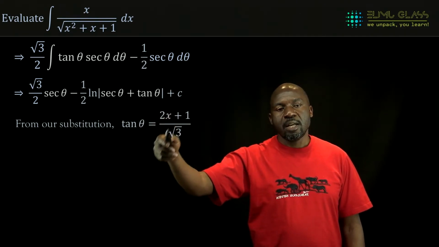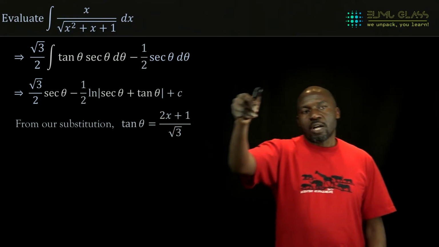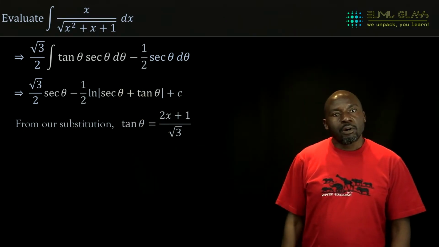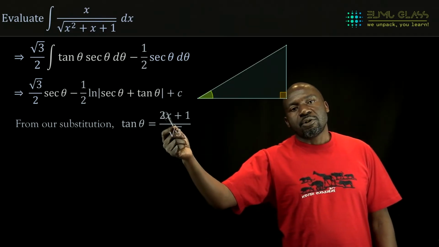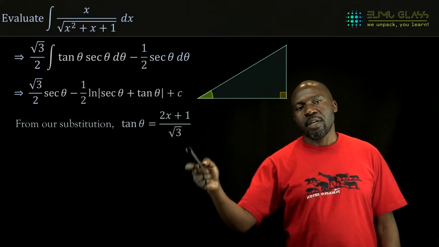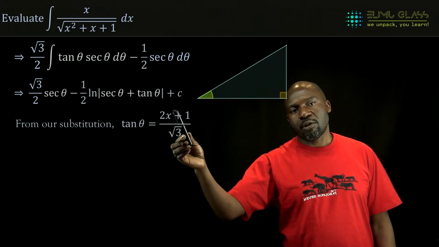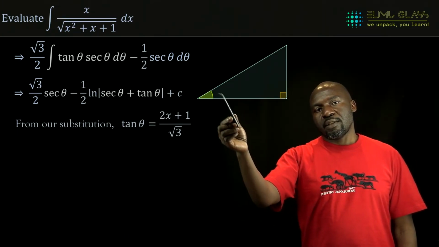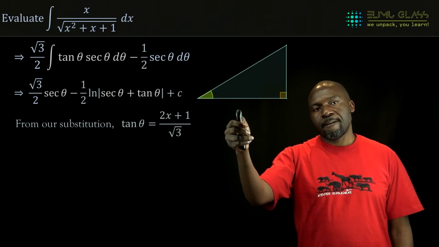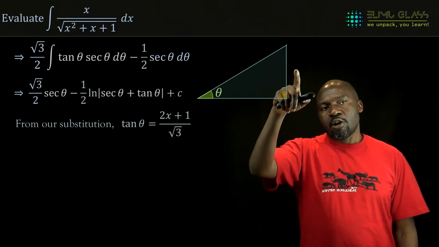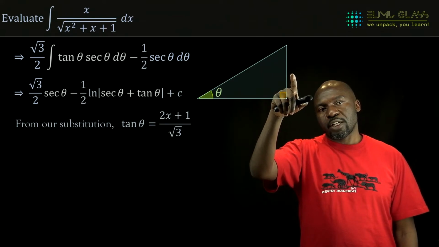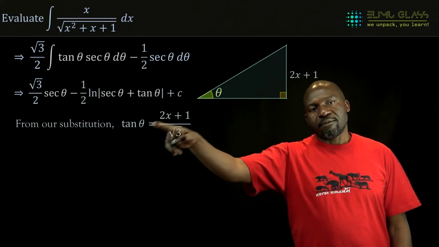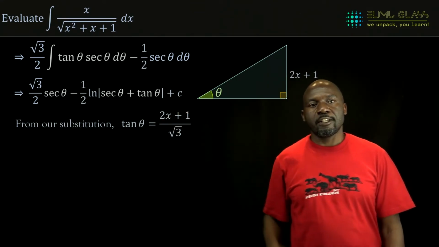So you must remember that we will always use the substitution to come up with a right angle triangle from which we will find sec theta, okay? So with that in mind, tan theta is 2x plus 1 over root 3, meaning that tangent of theta is opposite over adjacent. So this is our opposite and that's our adjacent, and this is the angle theta. Then this is the opposite side to theta, so the length of this must be 2x plus 1. And the adjacent has to be root 3, so that tan theta is opposite over adjacent.